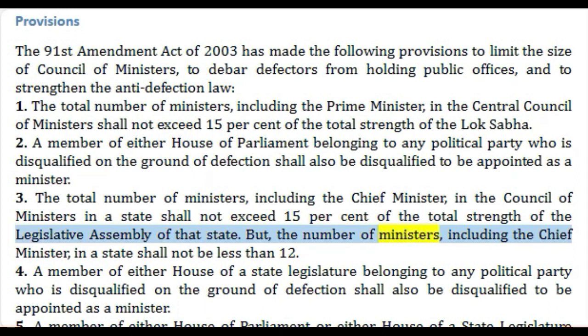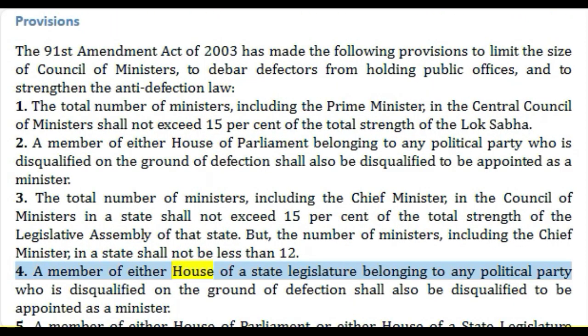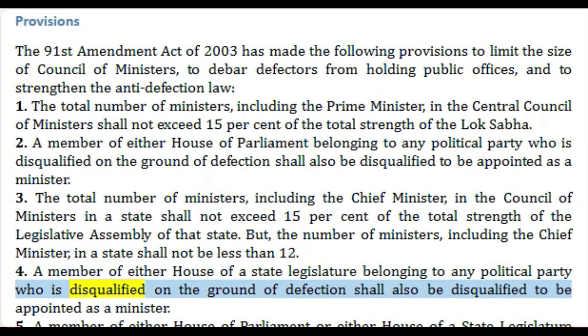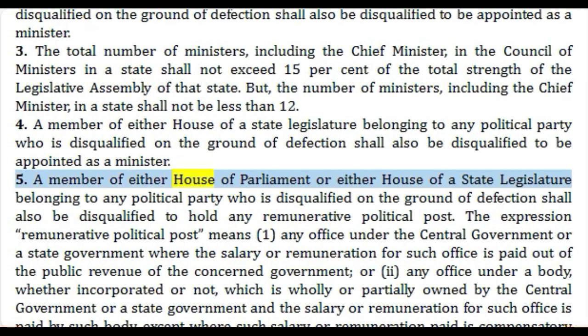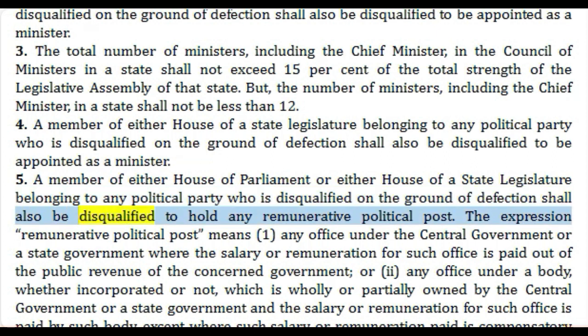But the number of ministers, including the Chief Minister, in a state shall not be less than 12. 4. A member of either House of a state legislature belonging to any political party who is disqualified on the ground of defection shall also be disqualified to be appointed as a minister. 5. A member of either House of Parliament or either House of a state legislature belonging to any political party who is disqualified on the ground of defection shall also be disqualified to hold any remunerative political post.